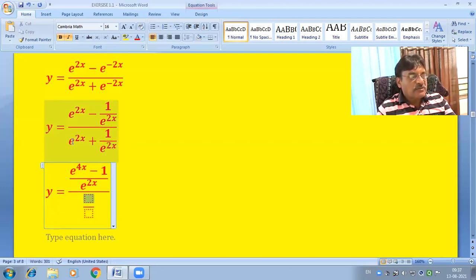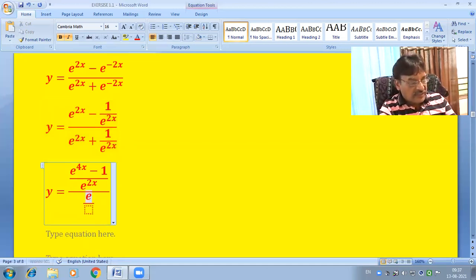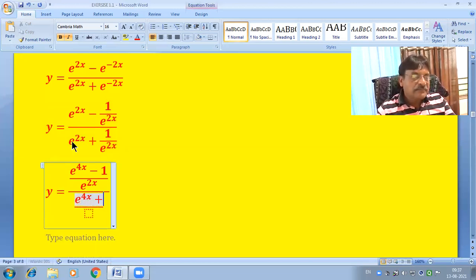That is e to the power 2x into e to the power 2x, that is (e to the power 2x) whole square, by using the indices rule (a to the power m) to the power n is a to the power mn. Similarly, (e to the power 2x) to the power 2 can be written as e to the power 4x. So we write here e to the power 4x plus 1 as it is, upon multiplication of denominator, e to the power 2x into 1, that is e to the power 2x.